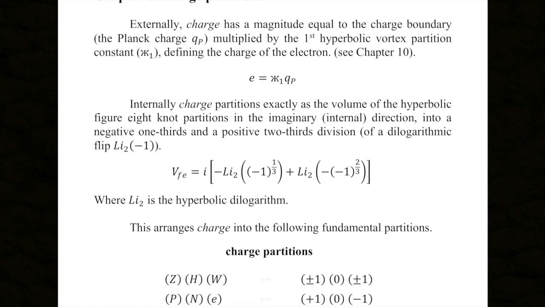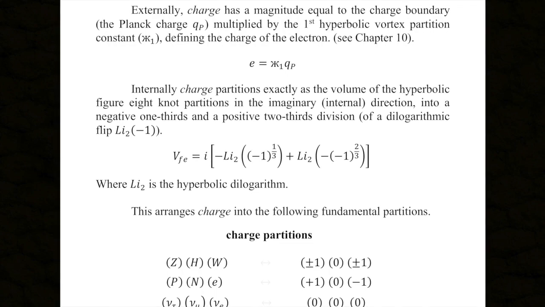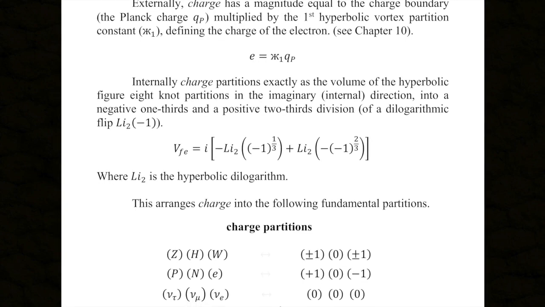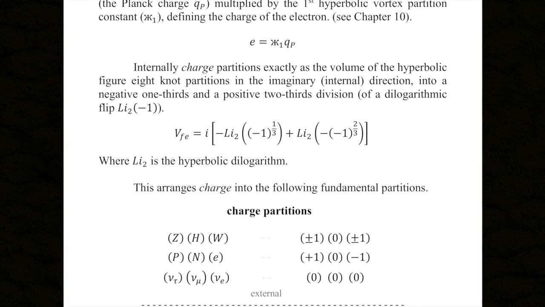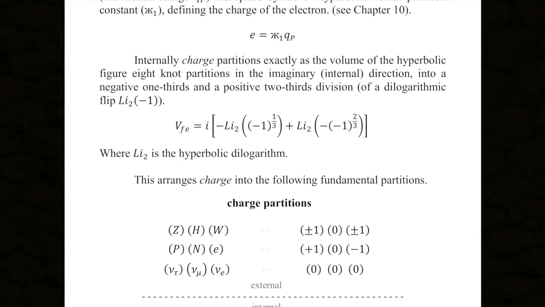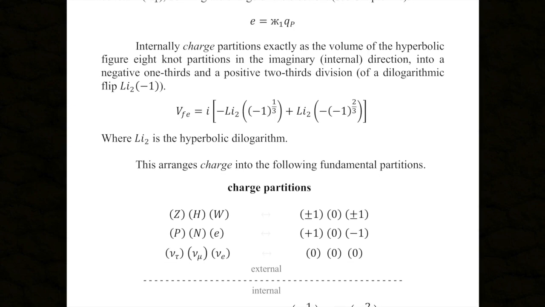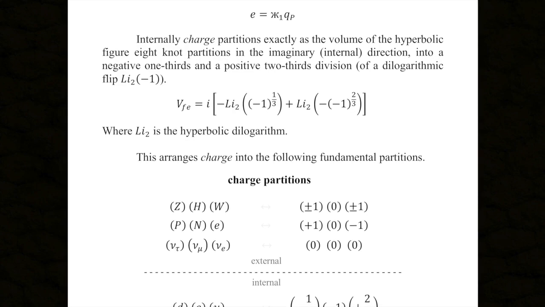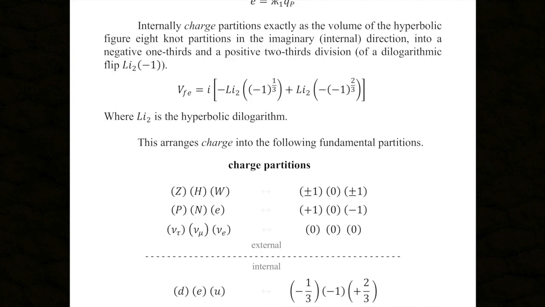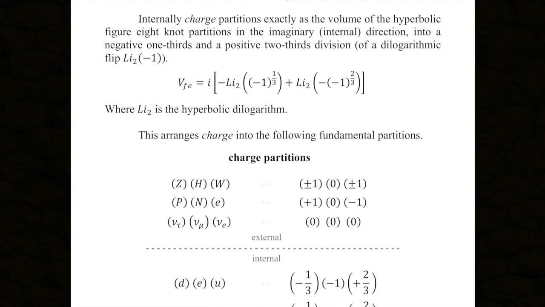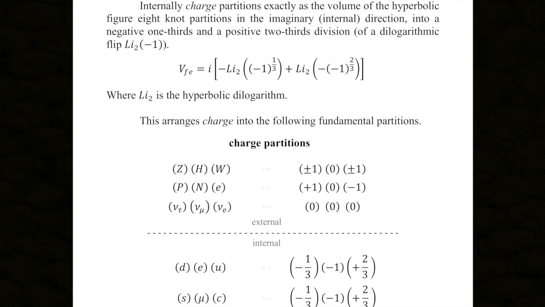Internally, charge partitions exactly as the volume of the hyperbolic figure-8 knot partitions in the imaginary or internal direction into a negative 1/3 and positive 2/3 division. One of the ways you can define the volume of the hyperbolic figure-8 knot is with this mathematical equation where you have a split dilogarithmic flip, and we have a 1/3 part and a 2/3 part, and the 1/3 part is negative and the 2/3 part is positive.